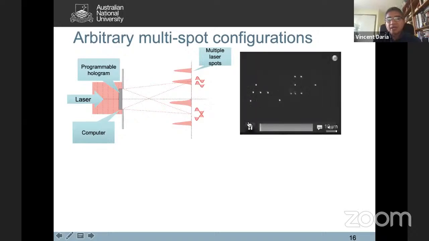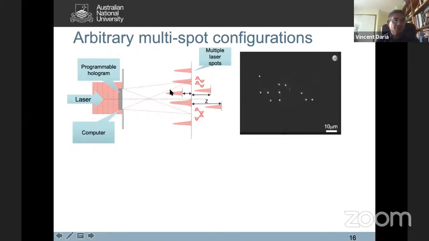This is an actual experiment. This is 1, 2, 3, 4, several spots forming the word ANU. We can turn them on and off by just changing your programmable hologram. Of course, this is not Princess Leia, but this is what we need to stimulate our neurons. The good thing is that you can position the spots in Z as well, in the Z axis, so you can have full control of the spots in 3 dimensions.